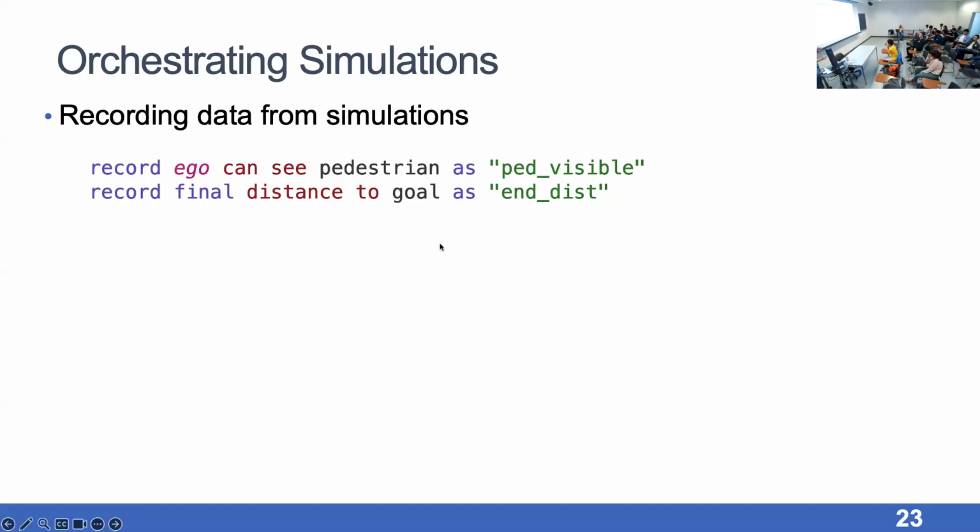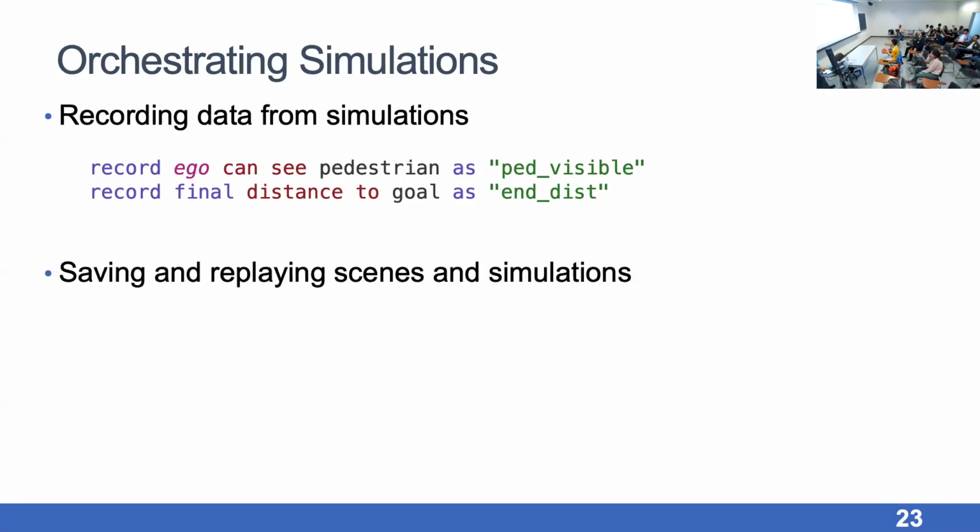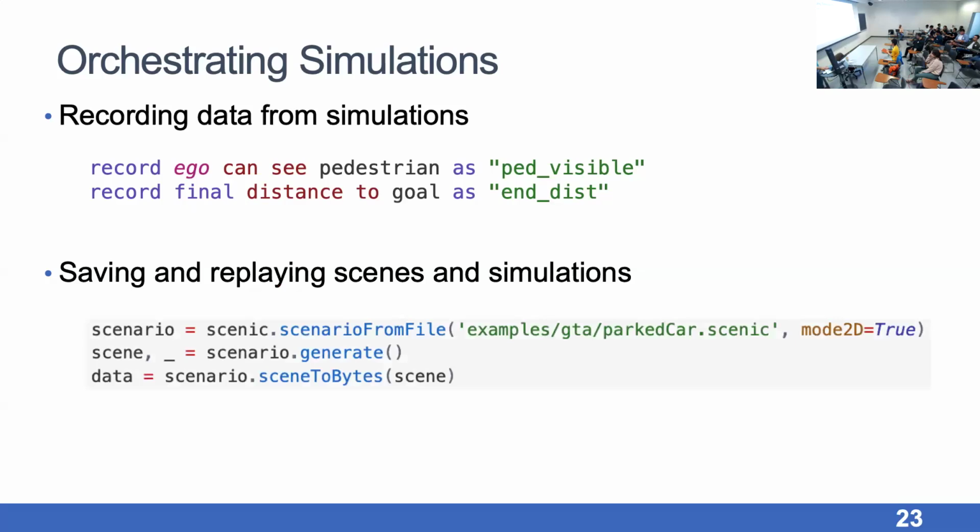Or we can just save values at the beginning or the end of the simulation. So here we're saying save the distance goal at the end of the simulation as end distance. So you can tell Scenic basically what information about the simulation you would like to save, and it will collect that for you. I also mentioned this before, you can save and replay scenes and simulations.